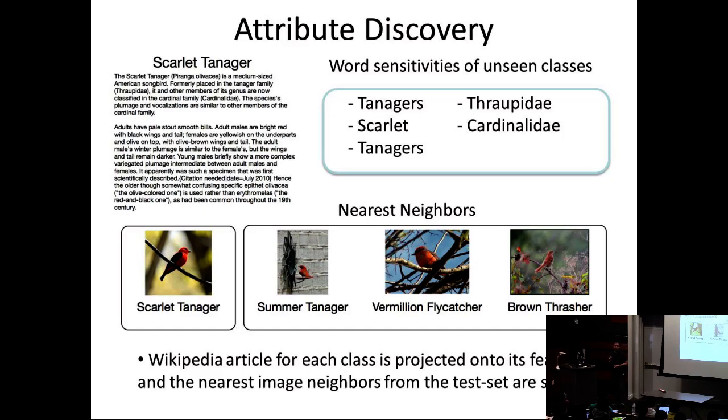In this case, Wikipedia articles are projected onto the feature space, and you look for the nearest neighbors to find the closest images. But you can also look at the word sensitivities for the unseen classes. What you can do is look at my loss and take the derivatives with respect to the textual input, to say which words are most influential when predicting this particular unseen class.